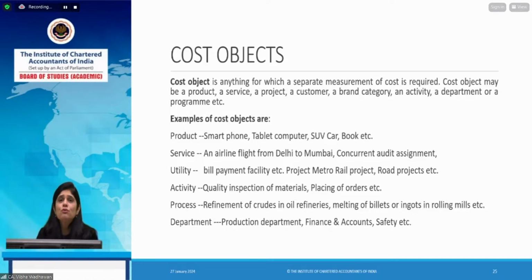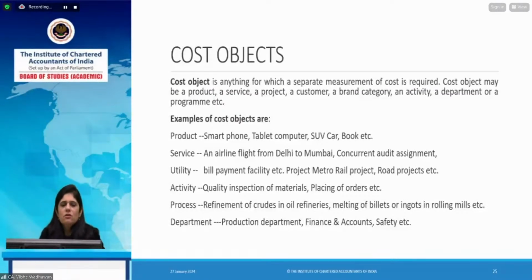Department. I want to know the cost of the production department. I want to know the cost of safety department. I want to know the cost of transport department. What all cost incurred by the transport department. Transport department is the cost object. So for whatever you want to calculate the cost for is the cost object.